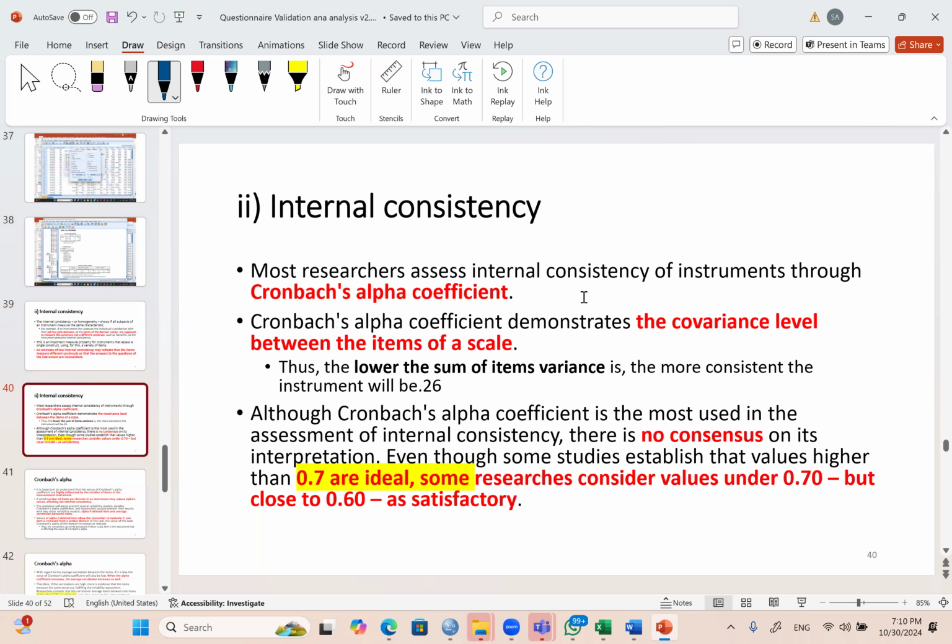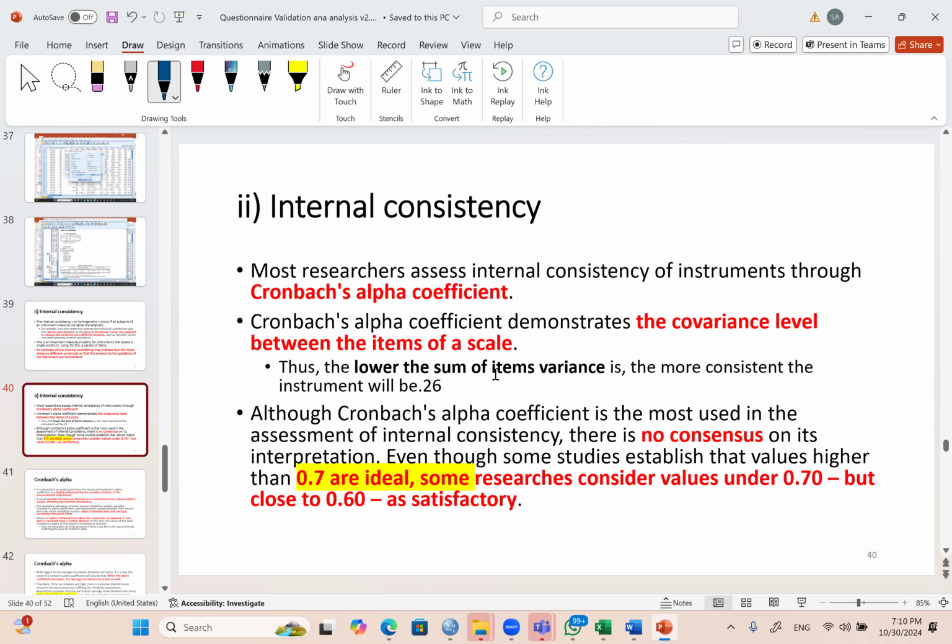So most researchers assess internal consistency by Cronbach's alpha, the one we just calculated. Cronbach's alpha demonstrates the covariance level between the items of the scale, how they covary with each other. It is more or less like a correlation coefficient, but it's calculated in a different way to show us something called covariance between the items. The lower the sum of the variance, the more consistent the instrument will be.